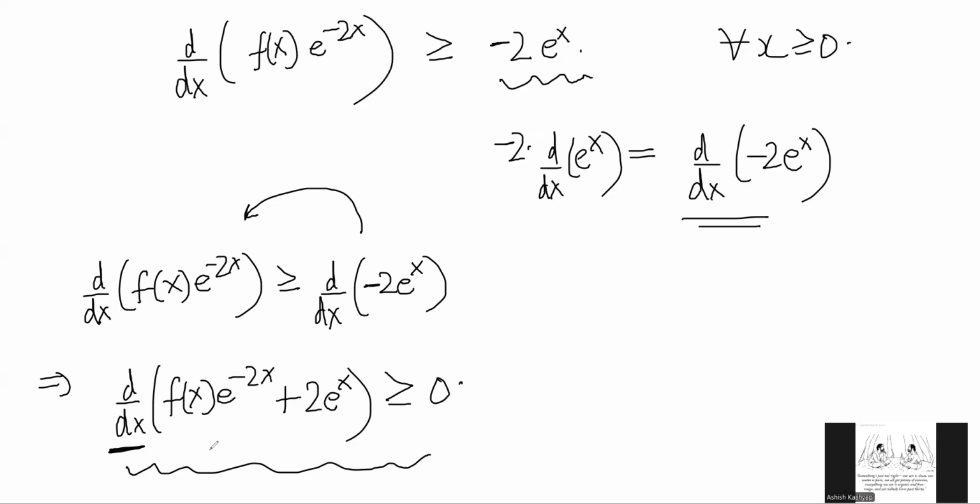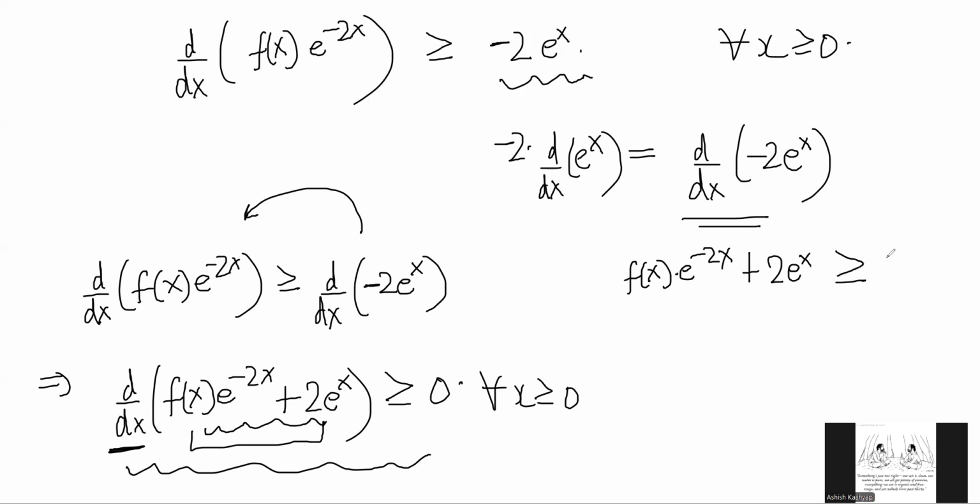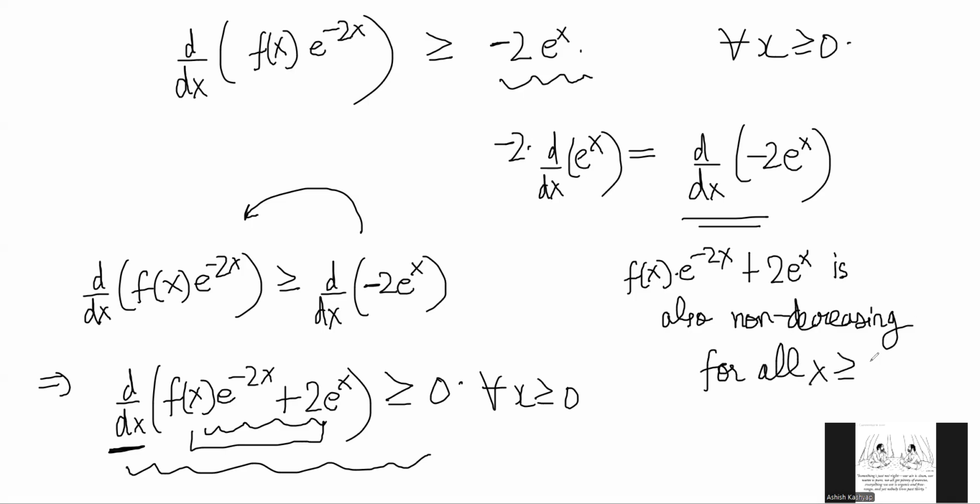So basically what we get from here is this thing's derivative is greater than or equal to 0 for all x greater than or equal to 0. So what that means is this function f of x into e power minus 2x plus 2 e power x, the derivative of that function is greater than or equal to 0. So we can say that this function is also non-decreasing for all x greater than or equal to 0, right? So now we are coming to the end of the problem. We have almost gotten it, right?